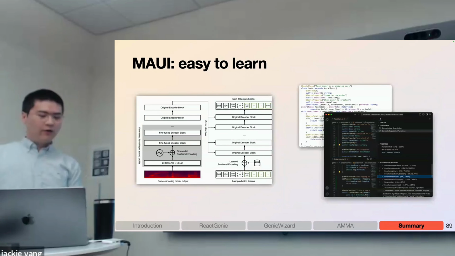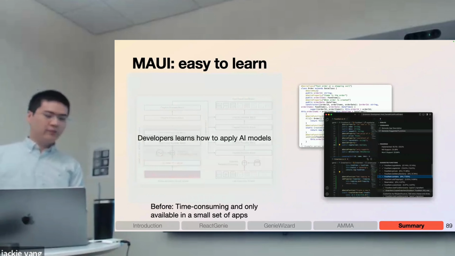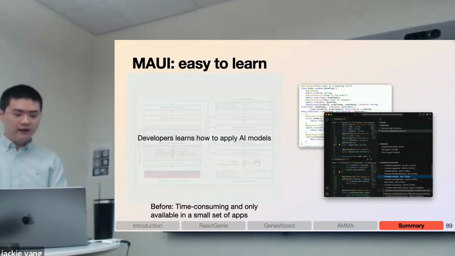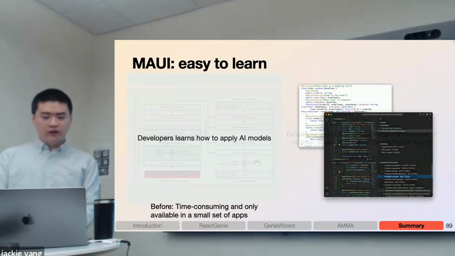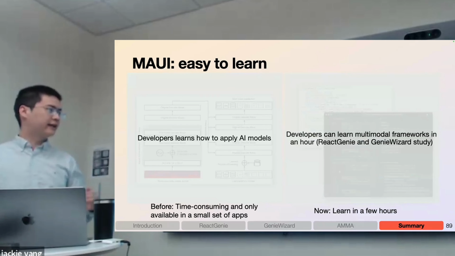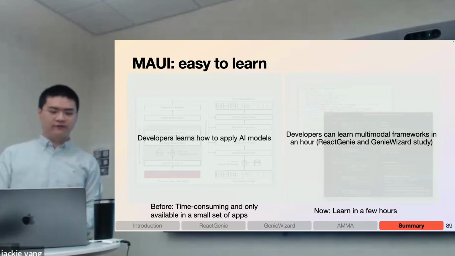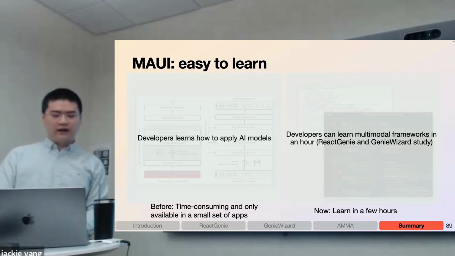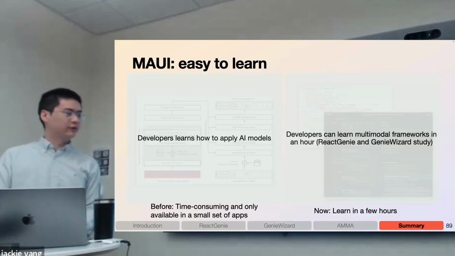And finally, MAUI makes multimodal much easier. Before, app developers would have to learn how to train, use, and integrate AI models into their apps, which is time-consuming and only available to the top developers. Now, with the MAUI architecture, the framework can handle AI models so that developers can learn the multimodal framework in an hour. Like all of those developer studies, developers learn it very quickly. And studies have shown developers can build and improve multimodal apps in an hour, which was unimaginable before.